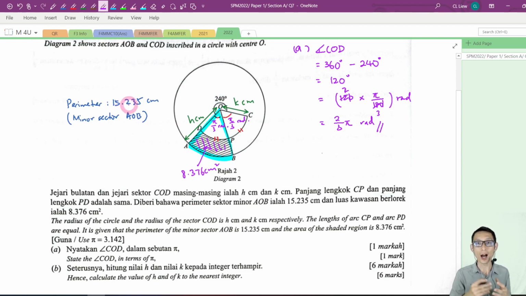Now, try to think, given by the question, the perimeter of this sector AOB is equal to this. So how do we get this perimeter? Radius plus the arc length here, right? Okay, so it means that 2h plus the arc length, which is r theta, and the r is h. So r theta is h times pi over 3. So this will be the perimeter of this sector, right? Which is equal to 15.235.